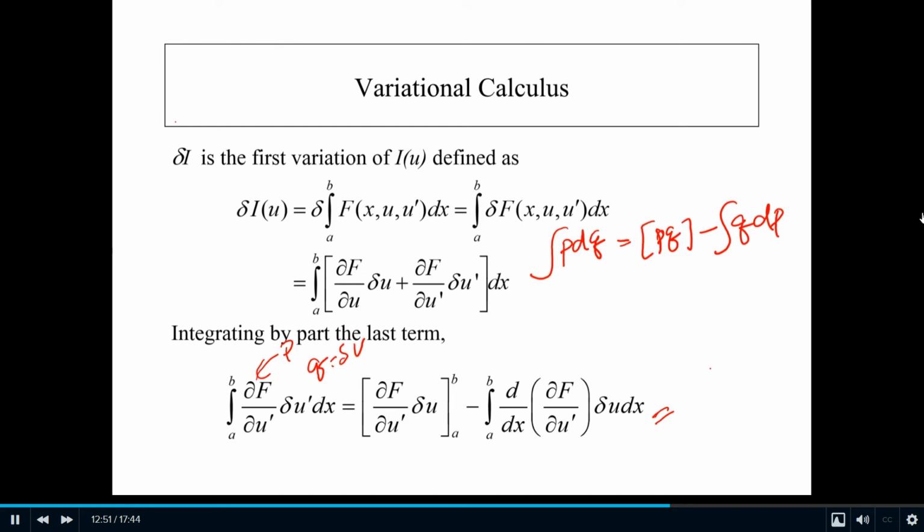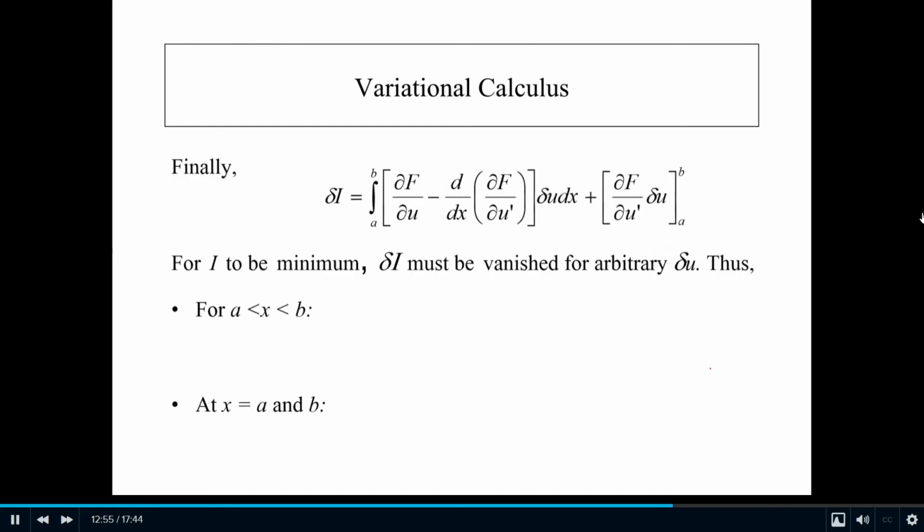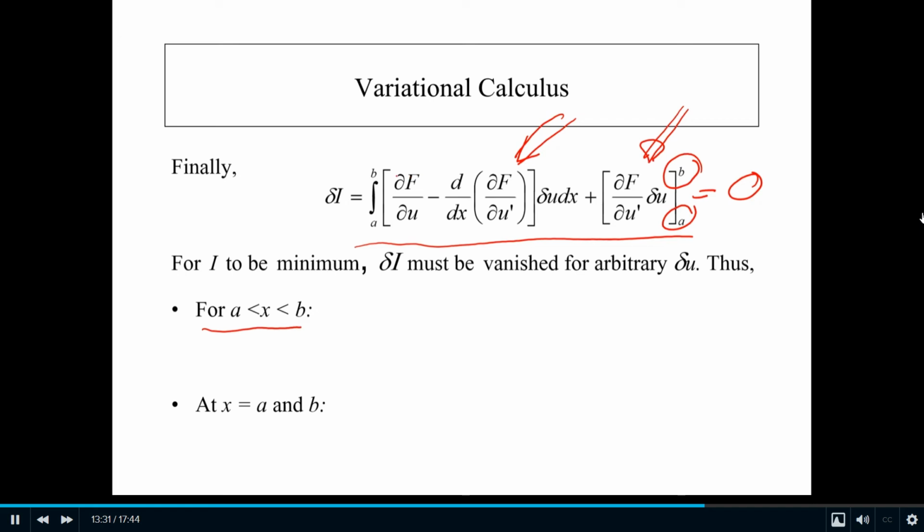After doing integration by parts, delta I would be equal to this. For I to be minimum, delta I must be 0. So you have to separate it into two things. The first thing is the integral. The second thing is this term, which is defined only at the boundaries A and B, because it is not an integral. For this to be 0, first between A and B, coming from the integral, the term in the bracket must be 0, because delta u can vary arbitrarily, so you cannot force it to be 0. That means this term must be 0.